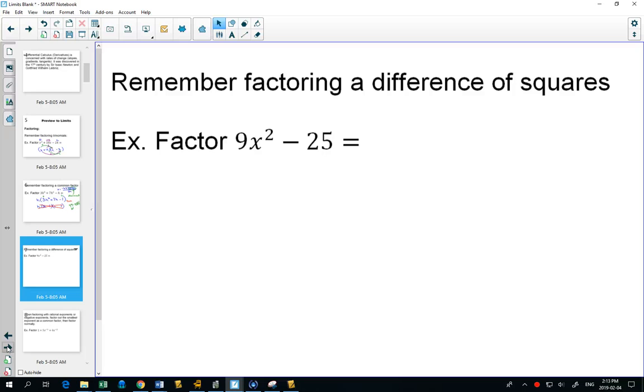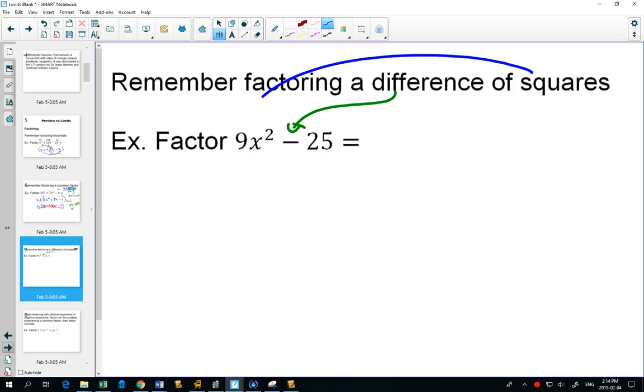Some other factoring that we've done already: 9x squared minus 25. In English, we call this a difference of squares. Why do we call it a difference of squares? Well, the word difference comes from the fact that we're subtracting. And both of these are perfect squares. 25 is 5 times 5. 9x squared is 3x times 3x.